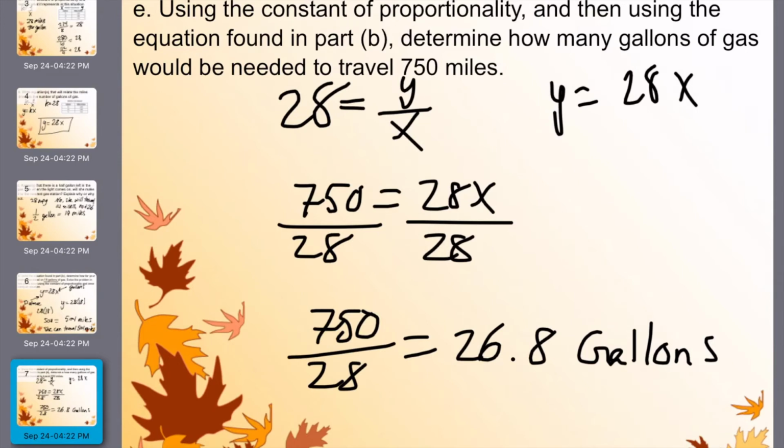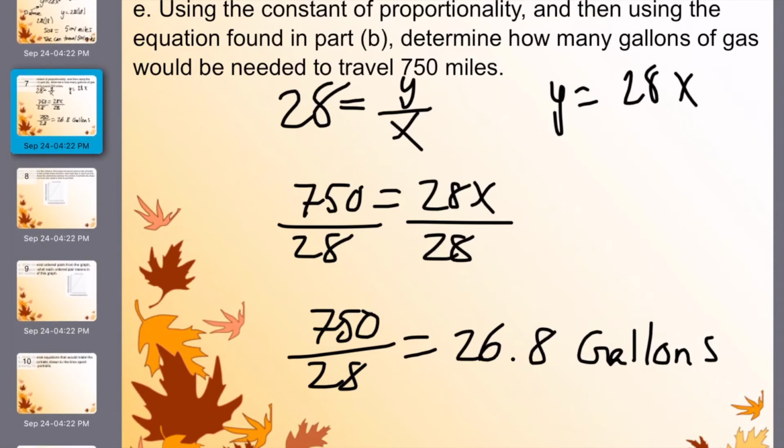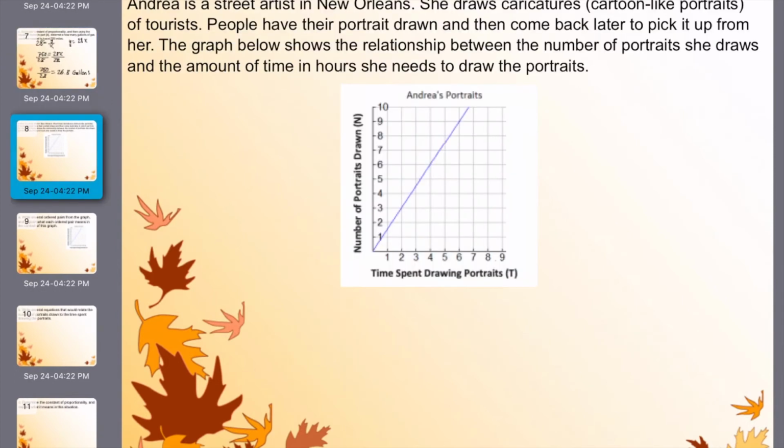So that's our first example problem where we had to use the constant of proportionality in order to make an equation and help answer some questions about our real life scenarios. So let's do another example. And again, I will read this for you as well.